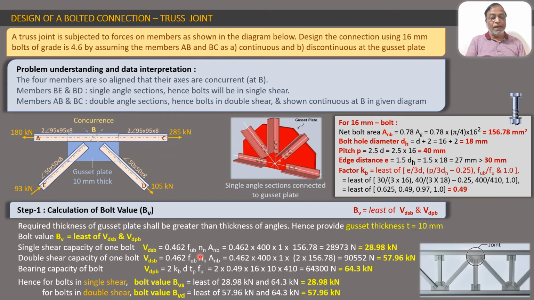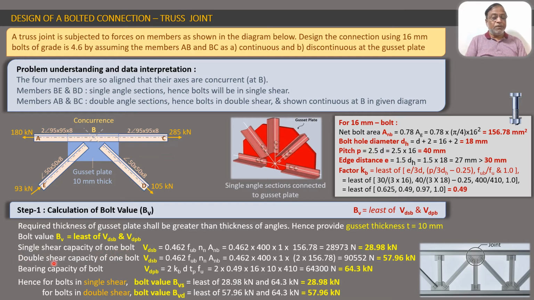0.462 FUB Nn Anb. So we will substitute the values. FUB is the ultimate stress in bolt, which is 400. We know that for a 4.6 grade bolt we get FUB as 400 Newton per mm square. Nn is 1 because we are considering one bolt, and the Anb as we have calculated here is 156.78. So with this calculation we get 28.98 kilonewton as the single shear capacity of one bolt.